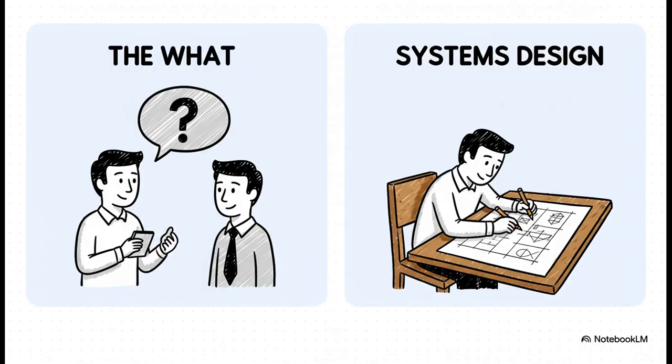To make it even clearer, think of it this way. Systems analysis. That's like an architect interviewing a client to figure out what they need. Where should the rooms go? How many bathrooms? That kind of stuff. Systems design is when that same architect sits down and draws the actual detailed blueprints that the construction crew is going to use. One is all about the business problem, the other is all about the technical solution.